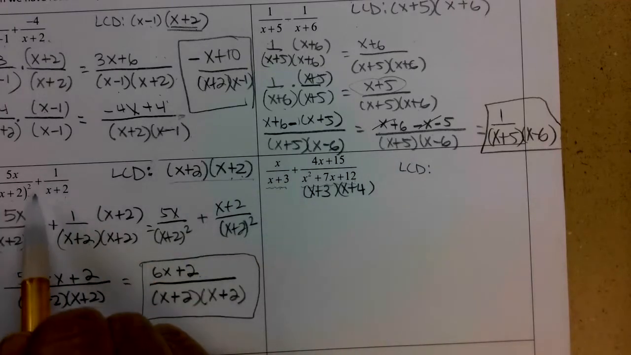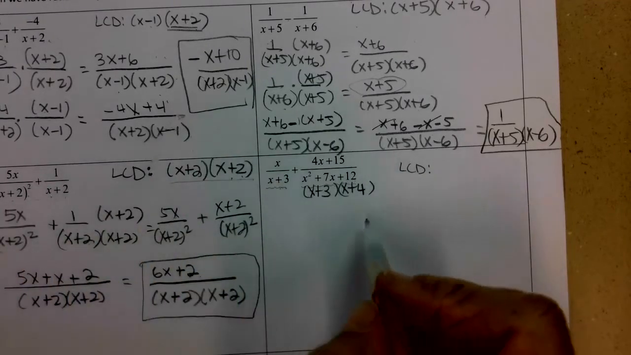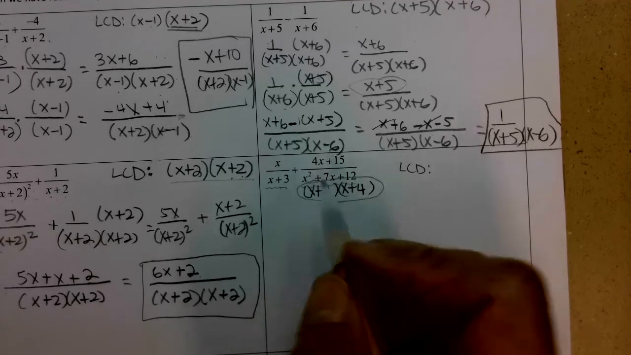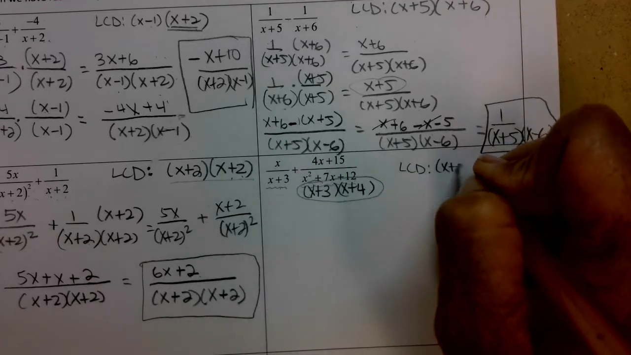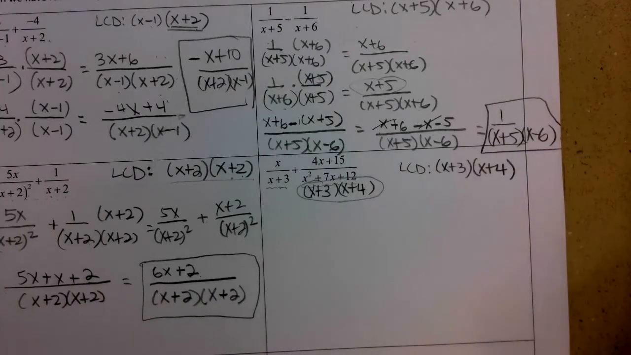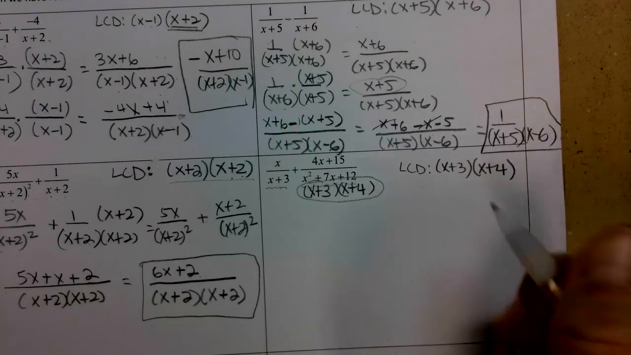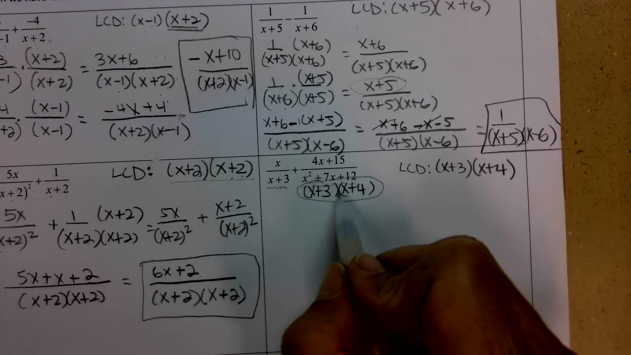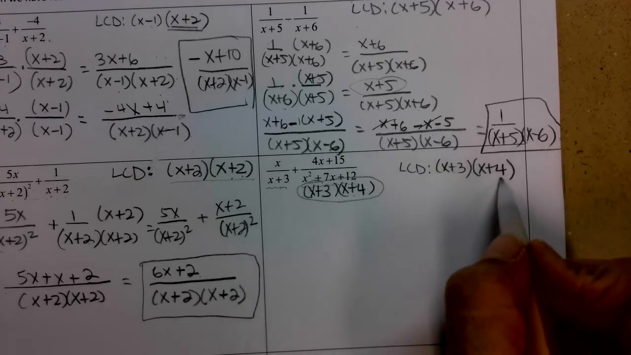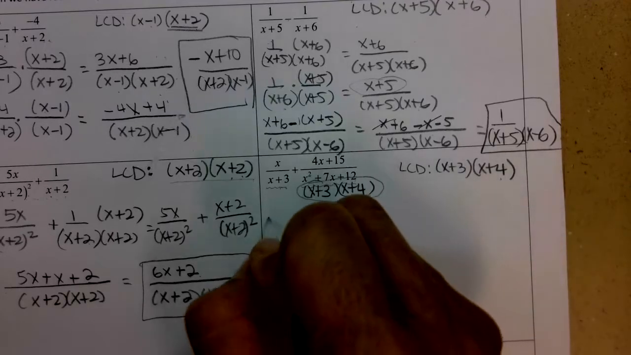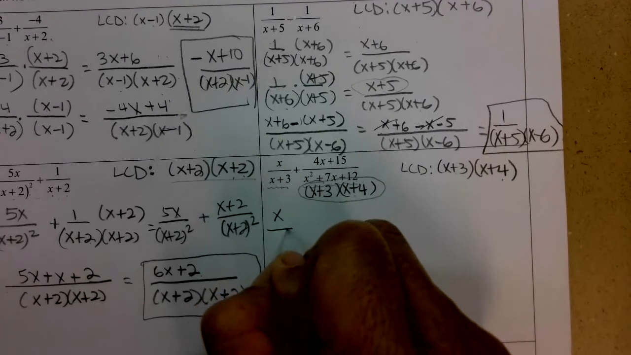So kind of like we just did here with the x plus 2 squared, to get my LCD, I would just need that x plus 3 times x plus 4. So x plus 3 has its factor there, and x plus 3 times x plus 4 has all of its factors there. So that's my LCD. So first fraction, go ahead and build it up.